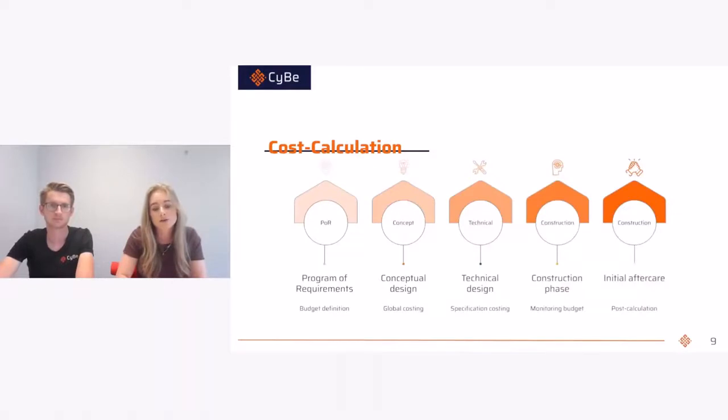We start with the program of requirements. This is the starting point of designing buildings. A program of requirements provides insight into the structure, size, quality, and cost of the design. Furthermore, an overview of the time schedule can be shared. With the program of requirements, the client specifies the criteria the building should meet and what the wishes and needs are. Then you move to the conceptual design.